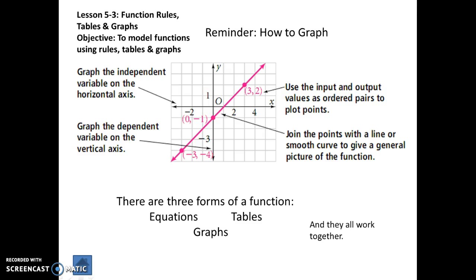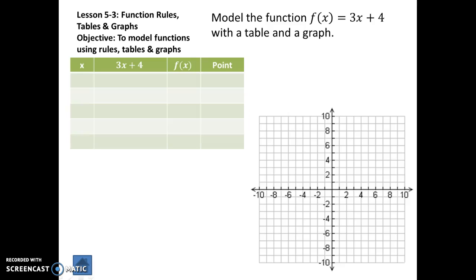Okay, so now that we've had function rules and tables, and we've had our review of graphing, let's see how everything works together. So here's our function rule, f of x equals 3x plus 4. We're going to model it with a table. That means just fill out a table, complete the table, and then we're going to graph it.